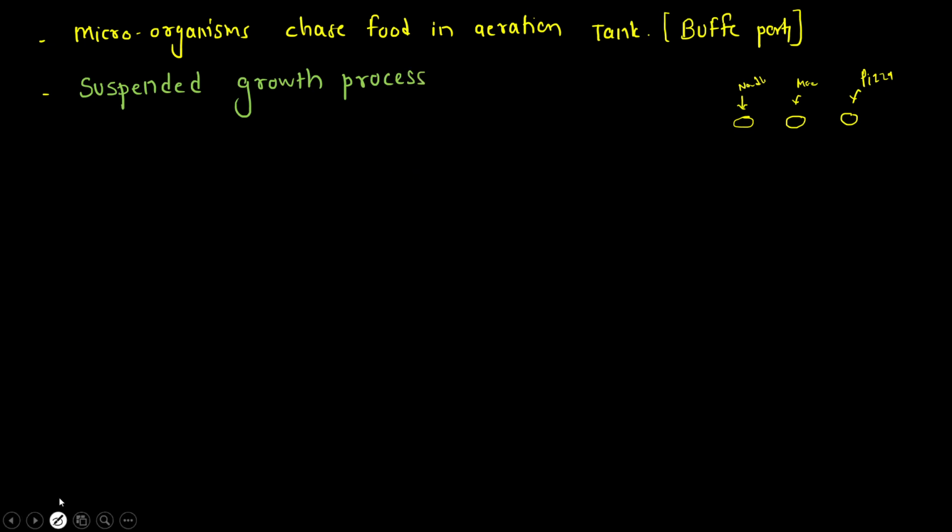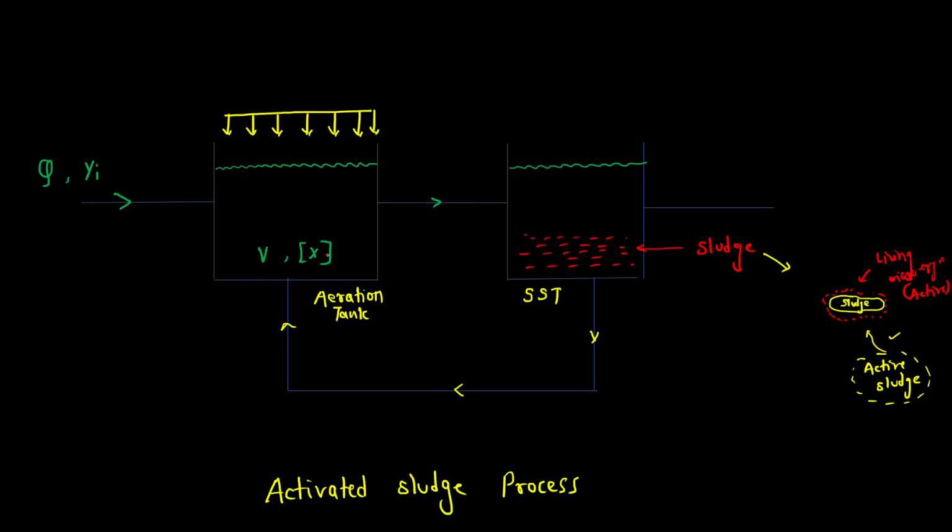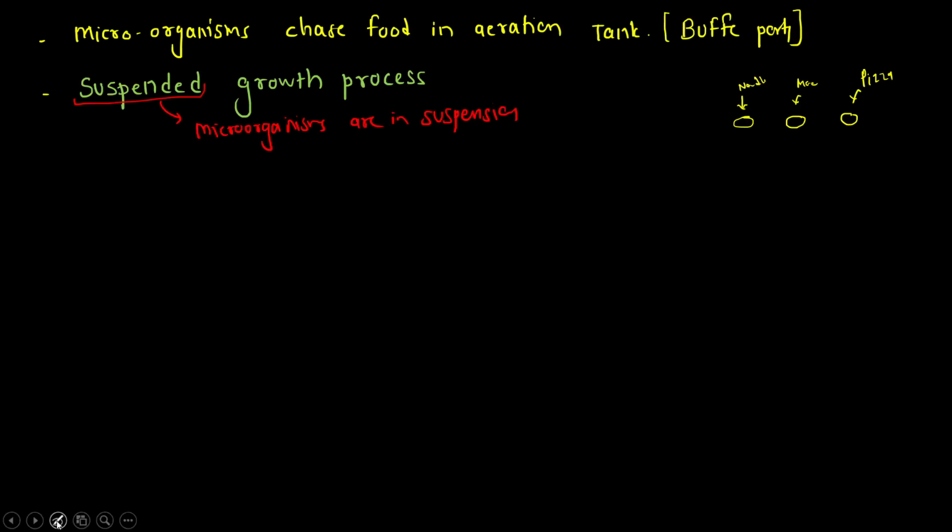What is the meaning of the suspended growth process? Suspended means the microorganisms are in suspension. See, in this aeration tank, the microorganisms and the sludge are both present. They are both kept in suspension here, hence it is called the suspended growth process. Very important point.